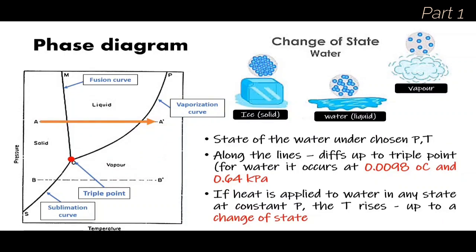Alright, now let's look at another example. Please look at the line B to B prime, which is the blue color arrow. So at this pressure, let's say point B is now the constant pressure and the temperature increases. So for this case, the state changes will be from solid to vapor.